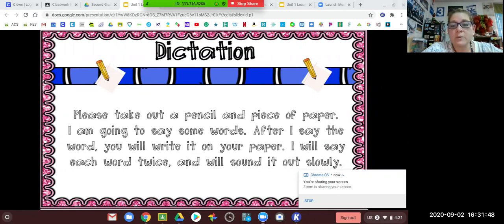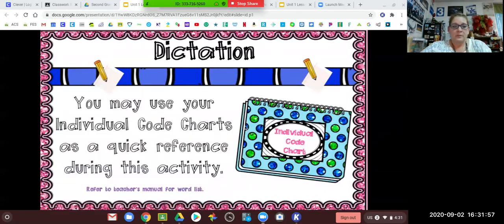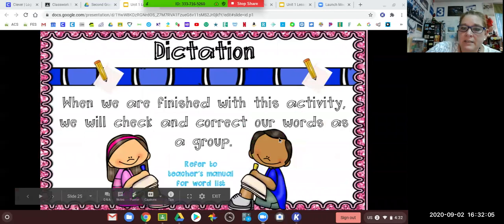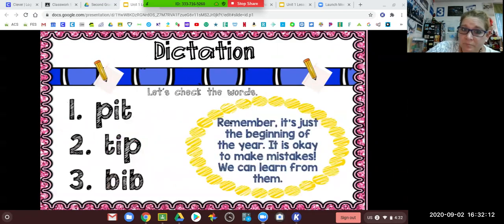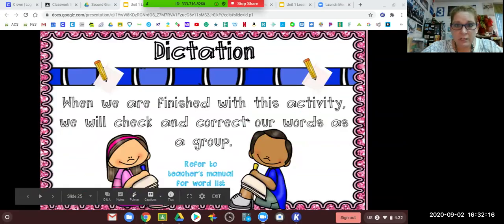And what I want you to do is sound it out slowly to yourself to try to figure out how to spell the word and write it on your paper. Okay? Think about all the stuff that we've talked about today, all the vowel sounds and the consonant sounds. And when we're finished with our 3 words in this activity, we're going to check and correct our words together as a group. All right, you guys ready? Okay, I'm going to unshare my screen so you can see me again.